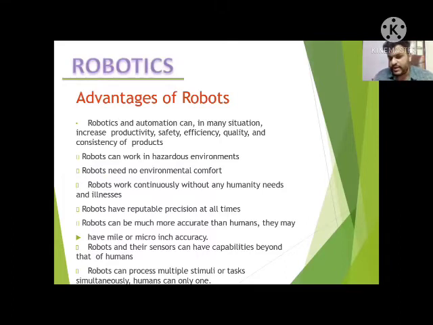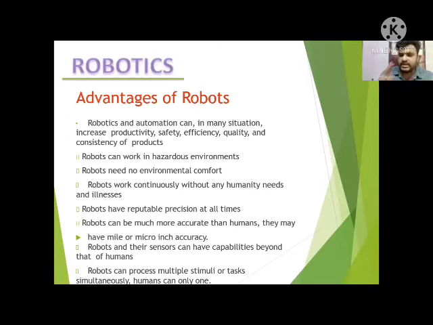Then the second point, we can say a robot can work in hazardous environments. That means there are some places which are difficult for humans. In those places, let the robot go, and we have no problem. That is the second advantage.